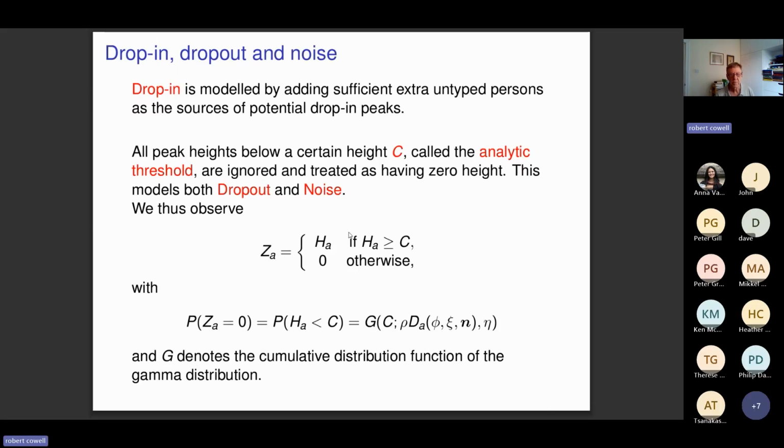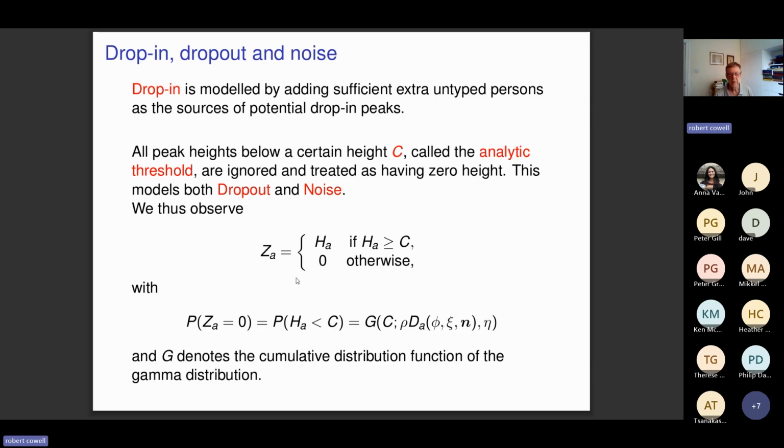We need to now incorporate the artifacts of the title of the paper. So drop-in is modeled by adding enough extra untyped people as the sources of the drop-in peaks when you formulate the hypotheses. It's very common to specify a certain height C, called the analytic threshold, in which all peaks below C are ignored. So we do this, and any peak below the threshold C we treat as having a 0 height. So this models both dropout and noise. So essentially, if you do see a peak which is positive but below C, it may have come from the allelic material, but we treat it purely as noise and say there's been a complete dropout of that allele there.